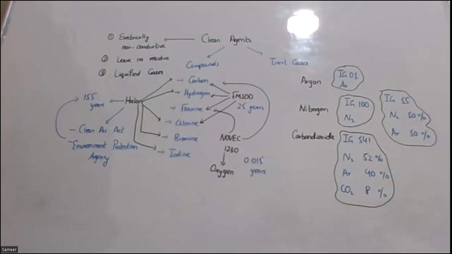Okay, so this is for the clean agents. Okay, guys, so what we have discussed today, we have discussed various different types of extinguishers, starting from carbon dioxide, dry chemical powders, and we have also discussed the wet chemicals and dry powders and the clean agents.